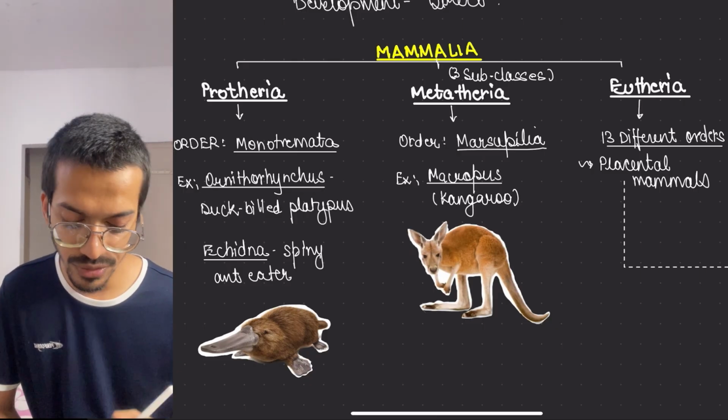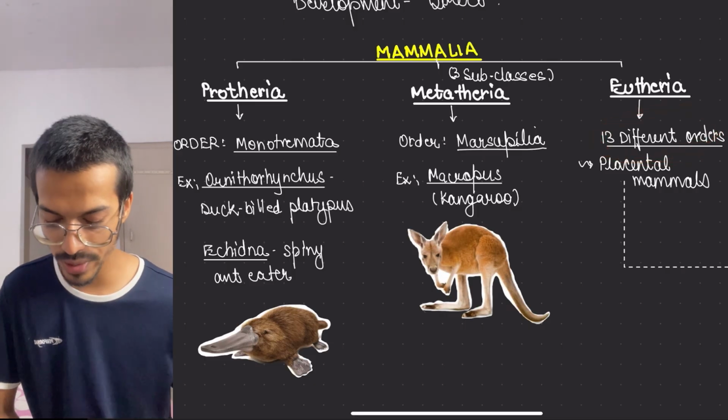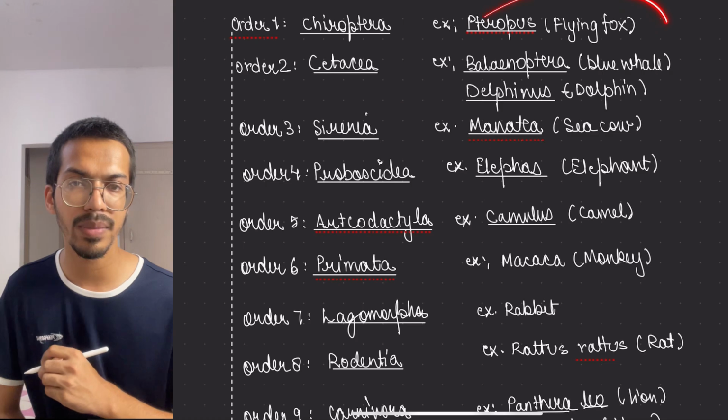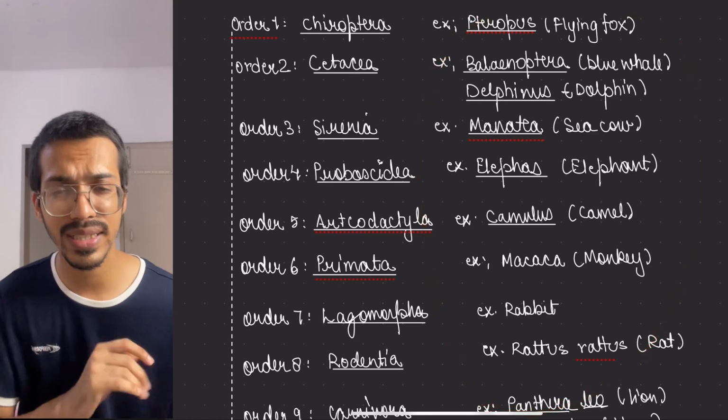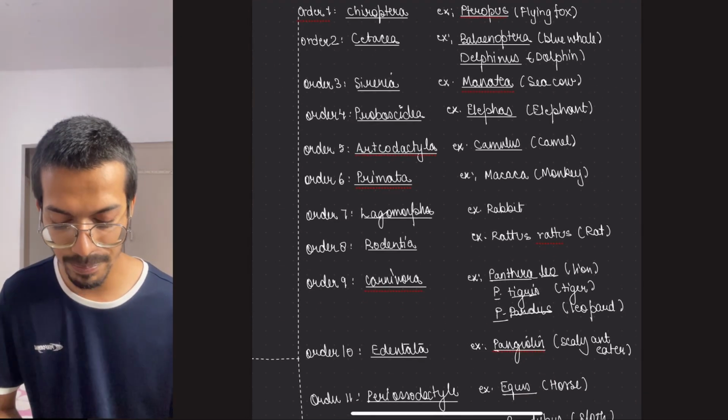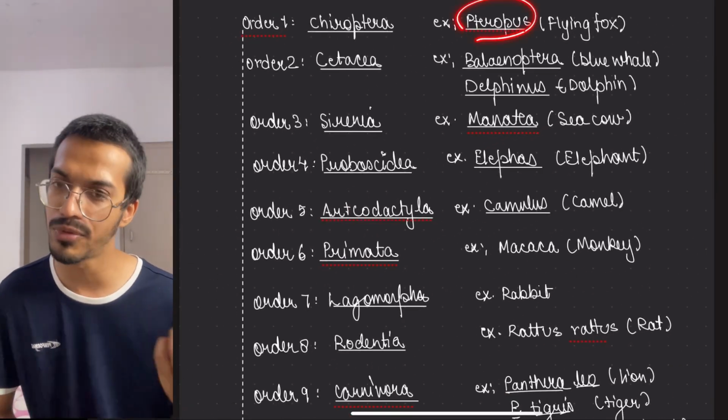Now it has 13 different orders. So these are the different orders of it. You don't have to remember these orders, but these examples you have to remember. These examples are super easy to remember. You don't have to do a lot of things. So what examples do we have? We have Pteropus, that is flying fox. You have to remember it.